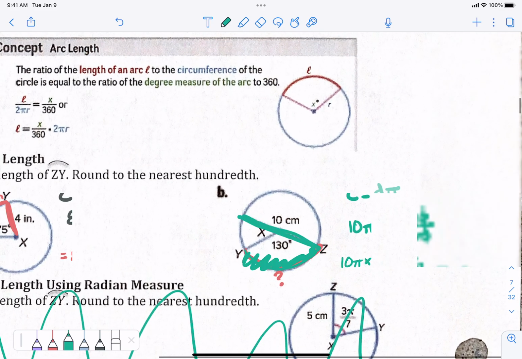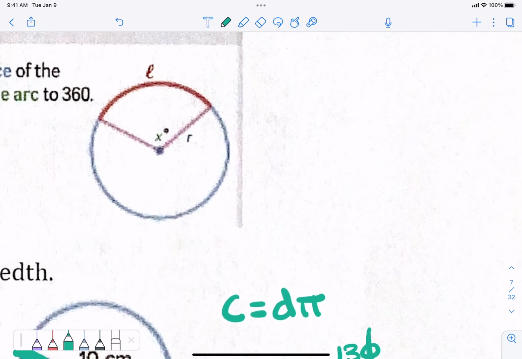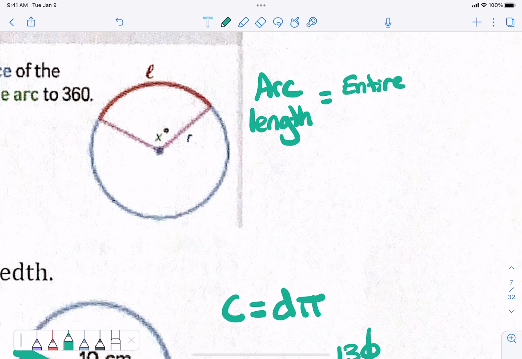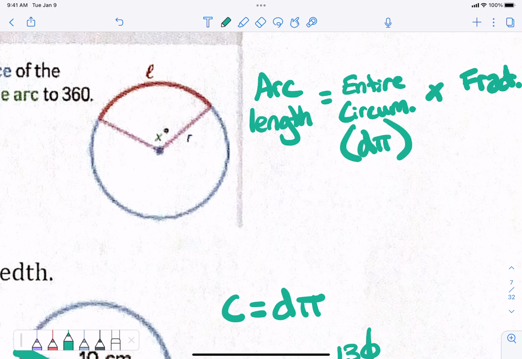So if you need a formula for how to find these arc lengths, write this down off to the side over here. To find arc length, we take the entire circumference, and then we take that times the fraction of the circle that we want, right? Like 130 out of 360 or whatever. So we take the circumference, which is diameter times pi, and then times the fraction of the circle that we want. So whatever degrees we have over 360. That's how you find the length of the arc. Does that make sense? Yes. Yeah, not too bad.